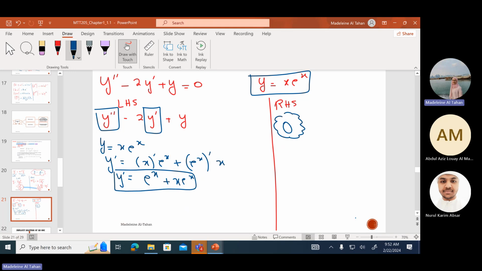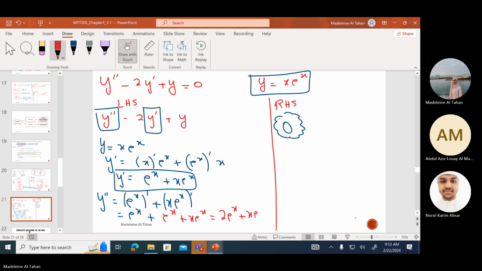Are we done? No. We need y double prime, so we differentiate this one. Y double prime is the derivative of e^x plus the derivative of x e^x. The derivative of e^x is e^x, and the derivative of x e^x we already found, so we write plus e^x plus x e^x. We got 2e^x plus x e^x. So we found y double prime, y prime, and we already have y.